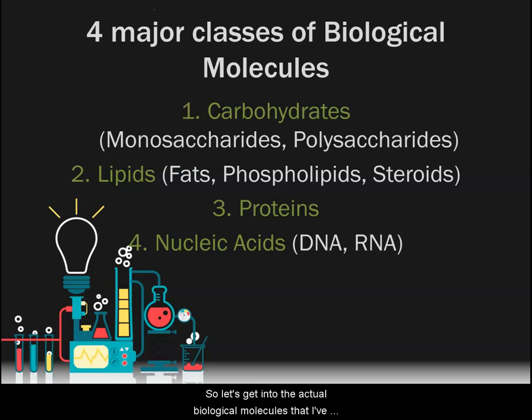So let's get into the actual biological molecules that I've been mentioning for the last 40 minutes. The major classes of biological molecules are all molecules that are already familiar to you, either because they're part of our diet or they've been in the news or whatever. They're all familiar to you. So we've got carbohydrates. These are broken up into two big groups, monosaccharides and polysaccharides. Mono meaning single or one, so one saccharide or one sugar, and then polysaccharides, which are multiple sugar molecules linked together.